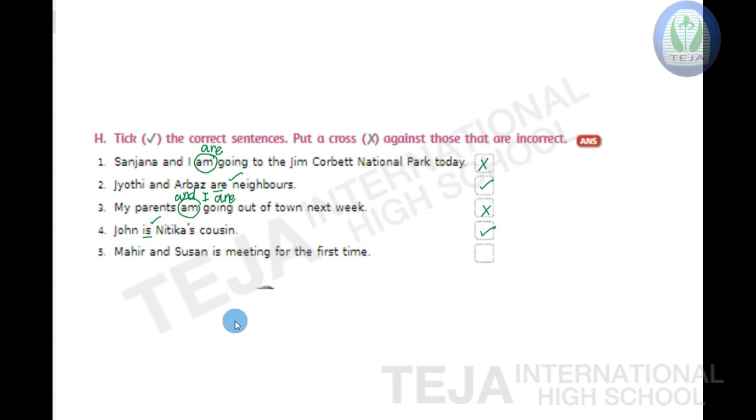Next, the last, fifth one: Mahir and Susan is meeting for the first time. Here Mahir and Susan, two persons are there. It's a plural form. So is is the wrong word. You have to write are in place of is. Okay. Mahir and Susan are meeting for the first time. So the sentence is wrong. Put cross mark in the box.